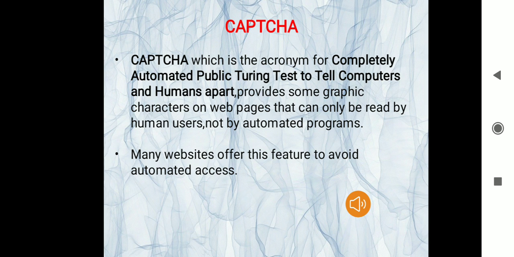of CAPTCHA was introduced. CAPTCHA provides some graphical characters on web pages that can be read only by human users and not by robots. Those graphical characters can be pictures or images, which can be identified by only the human users and not by the robots. So many websites offer this feature to avoid automated access. The full form of CAPTCHA is Completely Automated Public Turing test to tell Computers and Humans Apart.